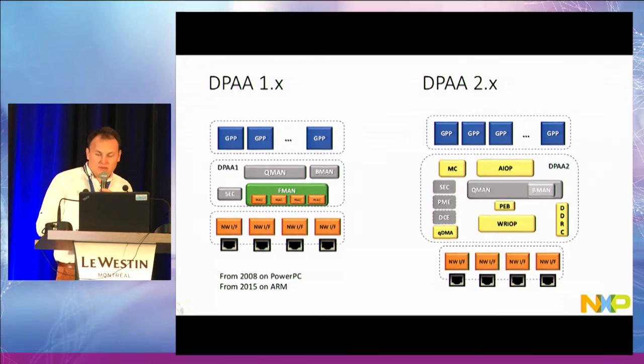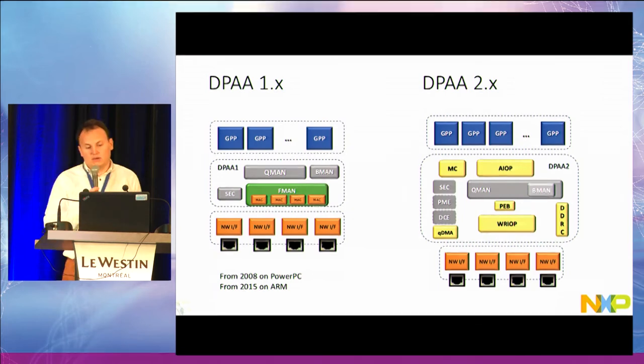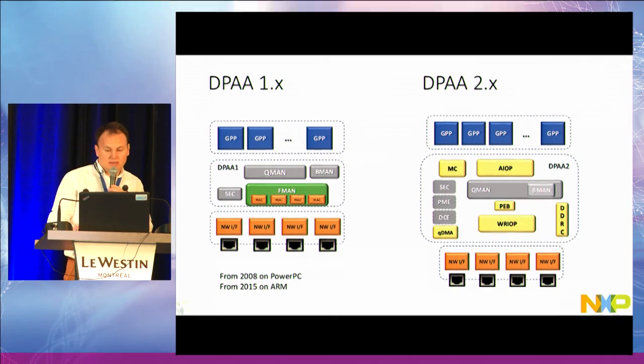When I'm talking about DPA, I'll probably refer to DPA 1. There are several variants of this architecture. DPA comes from data path acceleration architecture. It was introduced in 2008 on PowerPC, and currently it's also found on ARM, and it has a newer generation which is trying to address some issues that I will try to explain.